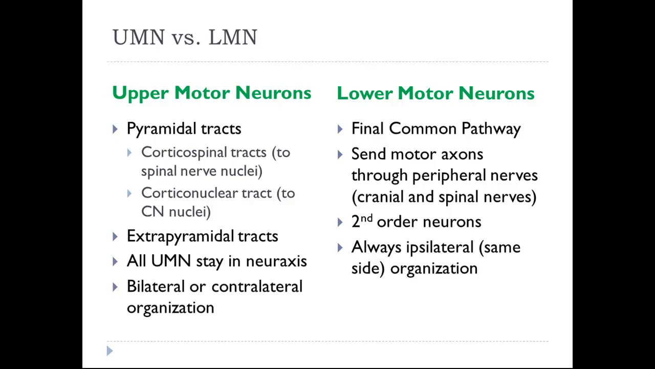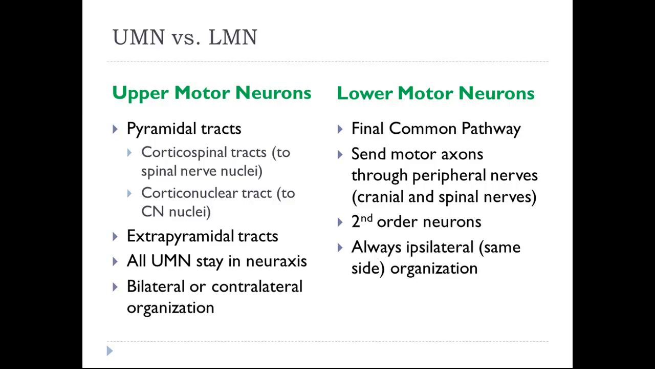We do have extrapyramidal tracts also, and this is mostly for supportive motor functions such as posture and tone. And if you don't have any posture or tone in your muscles, it's hard to then build skilled muscle movements on top of that. All of the upper motor neuron pathways are in the neuraxis, which just means that they're in the brain. And they are either organized bilaterally or contralaterally, and we'll get into what that means.